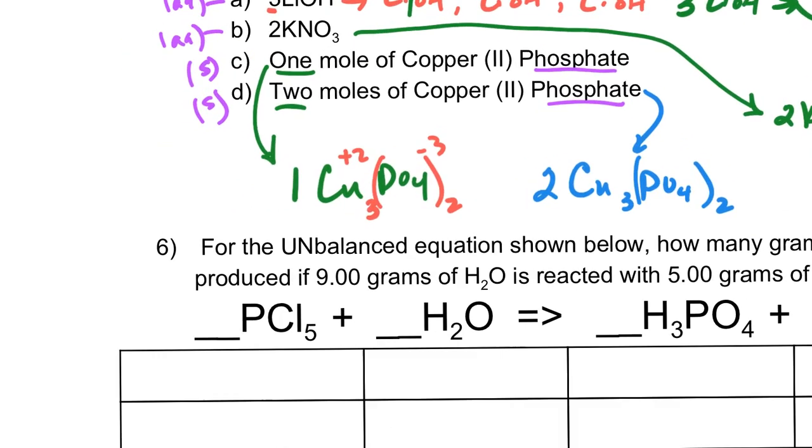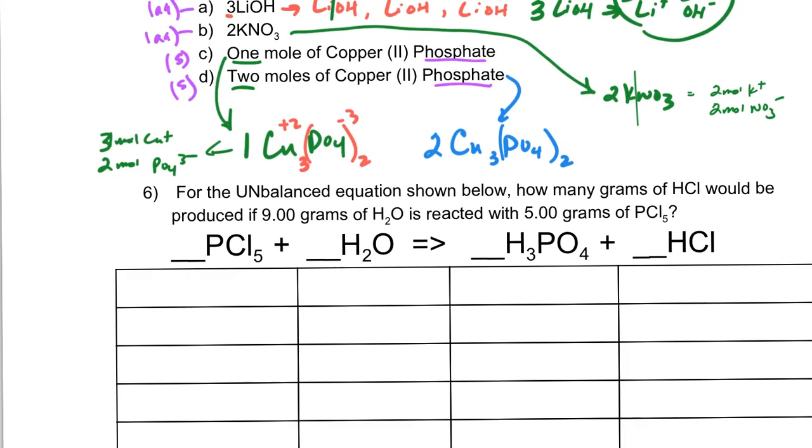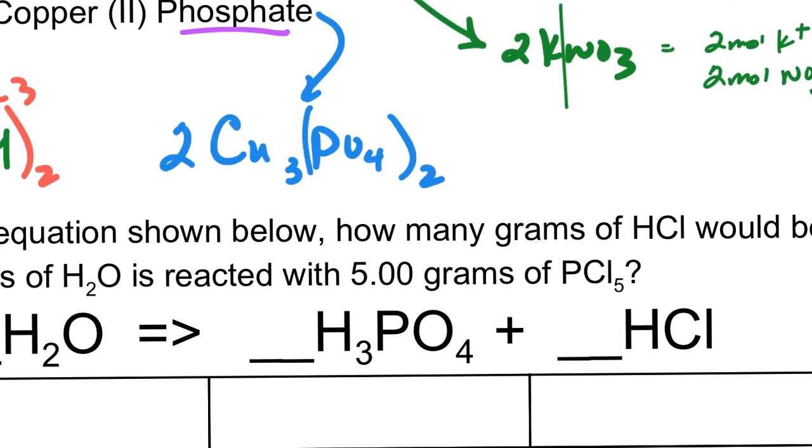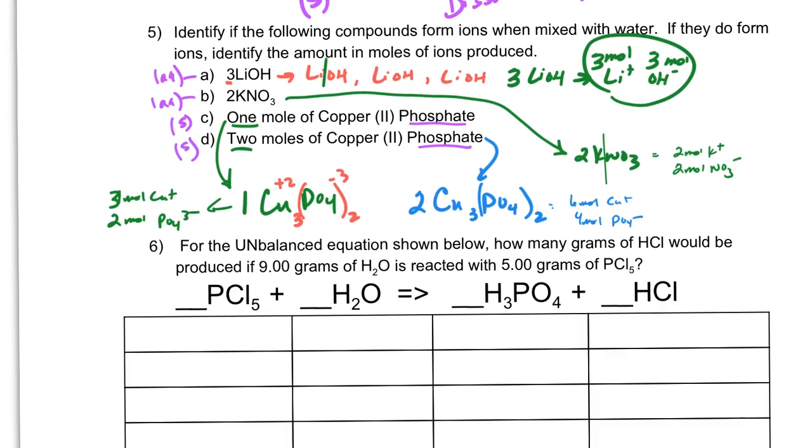Okay, and so the one with 1 mole is going to give you 1 mole. Let's go ahead and write this over here to the right-hand side. It's going to give you 3 moles of copper ion, not 1. 1 times 3 will give you the 3, and then you're going to get 2 moles of phosphate ion. Make sure you write them down in ion form. And then on the other side for D, 2 times 3 will give you 6 moles of copper ion, and then you'll get 4 moles of phosphate ion. Okay, and that's how you do number 5. If you have any questions on that, obviously rewind or come and see me during tutorial.